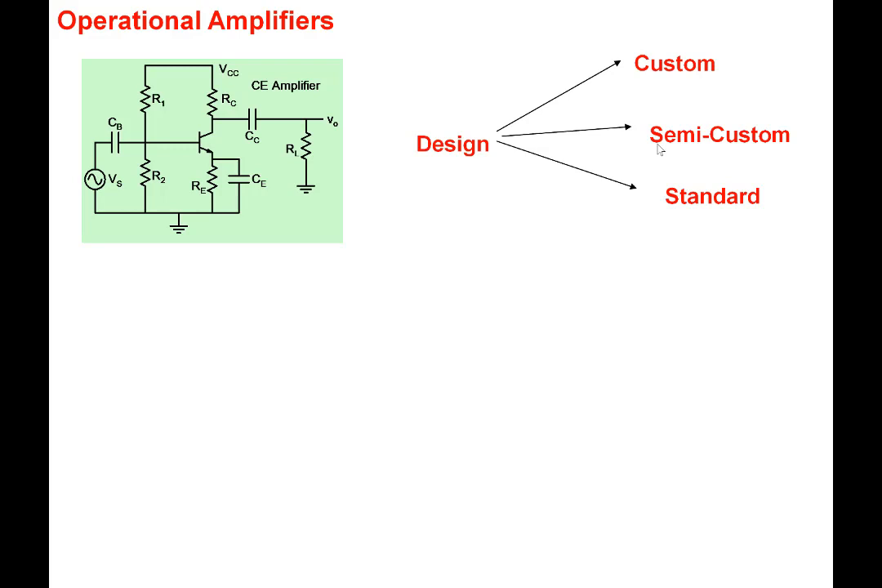Now, a person who wants an amplifier may want it only in quantities of 10 or 20. That's it. So you can't have a dedicated engineer design an amplifier for 10 or 20 volume. That's not feasible. So the solution is a semi-custom design, an amplifier, an op-amp.